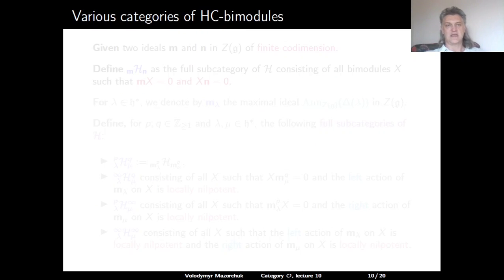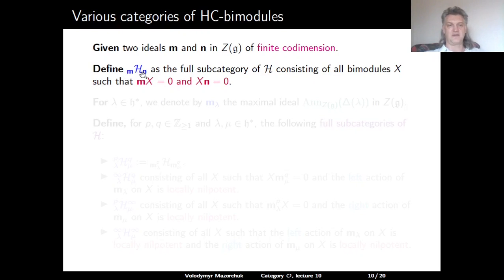So let us now discuss various categories of Harish-Chandra bimodules. Given two ideals m and n of finite codimension in the center of the universal enveloping algebra, we define H with left m, right n as a full subcategory of H consisting of all bimodules which are killed by m on the left and by n on the right. For lambda in h star, we denote by m_lambda the kernel of the central character chi_lambda of the Verma module Delta(lambda), the kernel in the center. So m_lambda is a maximal ideal of the center.